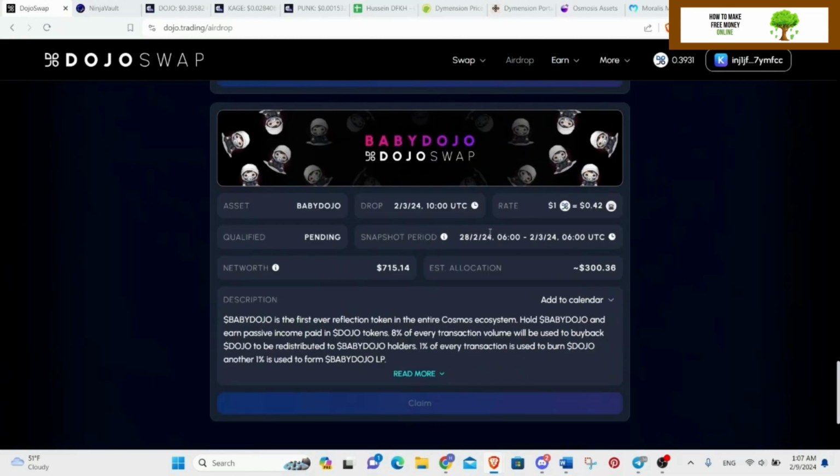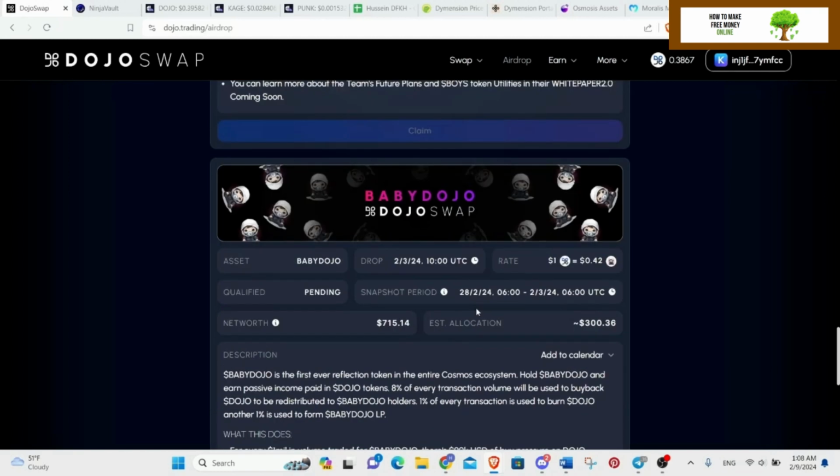Baby Dojo. That's my favorite so far. Who's not gonna favor this when they give for every dollar 0.42 cents? Imagine you just put $1,000, you would get $420 out of it. Just by holding $100 worth of Dojo. All of them are now one big family.